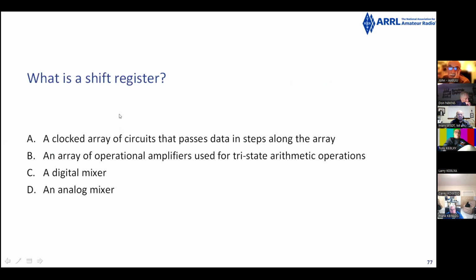What is a shift register? A clocked array of circuits that passes data in steps along the array. An array of operational amplifiers used for tri-state arithmetic operations. A digital mixer and analog mixer. A. Yes, the clocked circuits, shift registers. They actually can be used for generating waveforms too, by putting the pattern in the shift register.